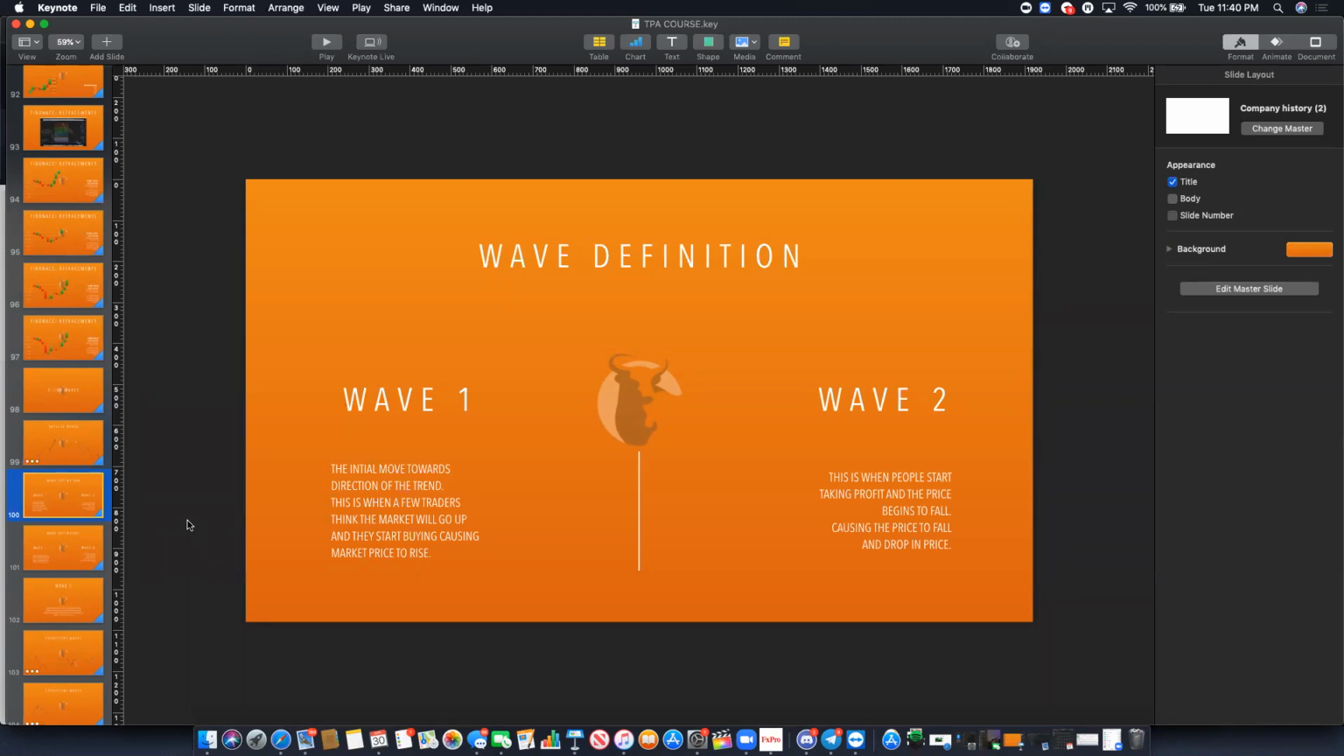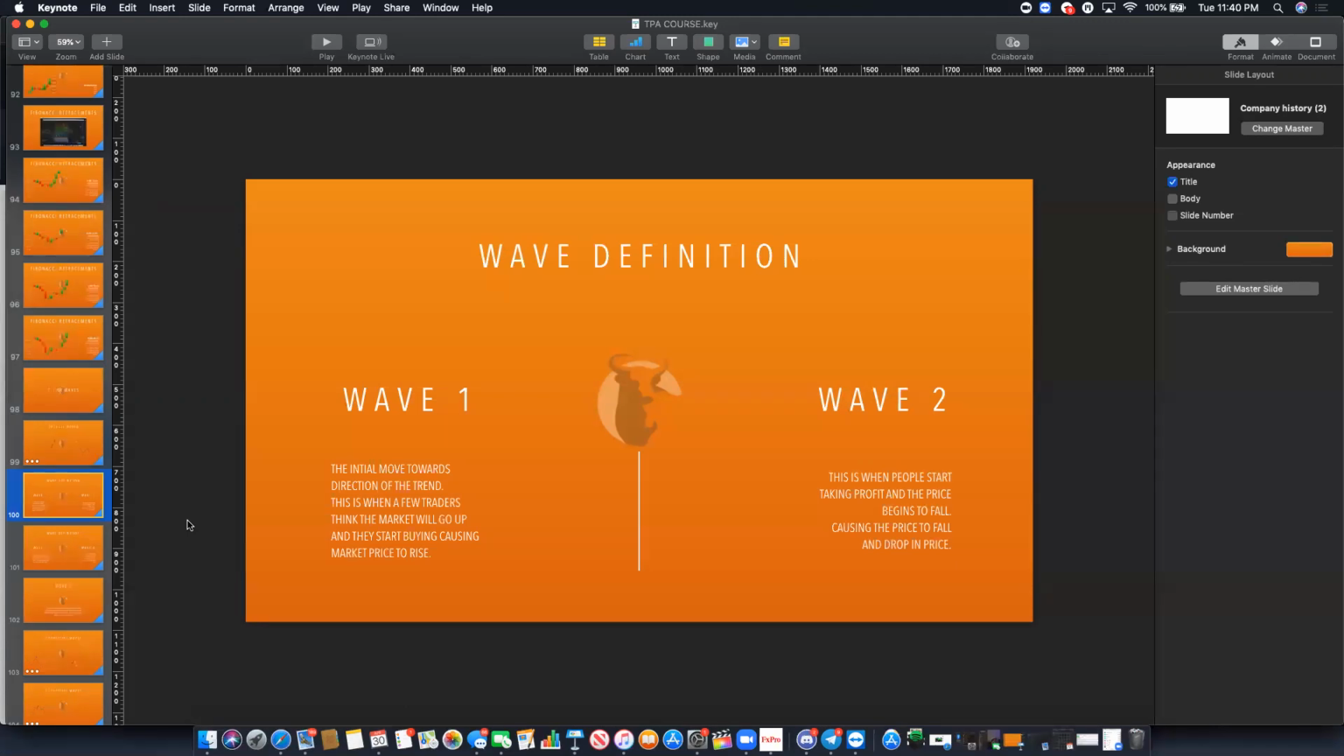Wave two, you want to think of that as the retest of that initial move. So the initial move went to the upside. The market broke that price or zone. Now we need the market to confirm that price or zone by coming back and retesting it, right? This is when people start to take profit. This is when the price begins to fall, causing the price of the trade to drop, right? Because there's not as many people buying. So that's why the retest occurs. Someone thought, oh, let me enter this trade real quick, or a few people thought about it, you know?